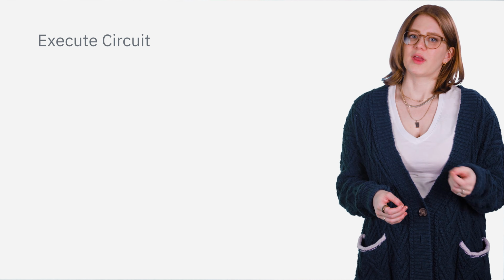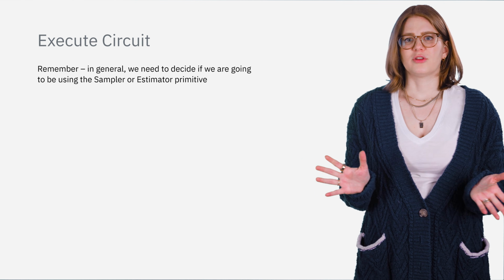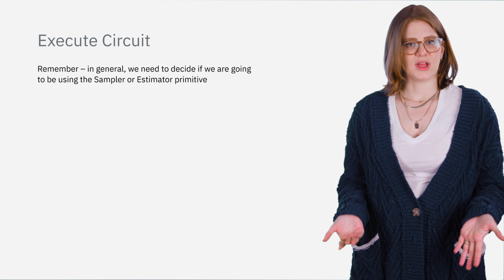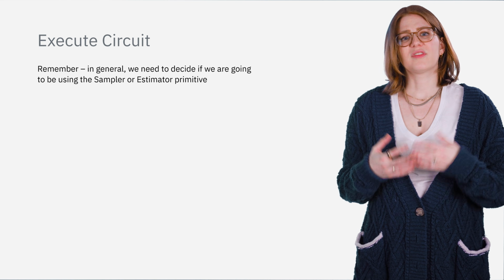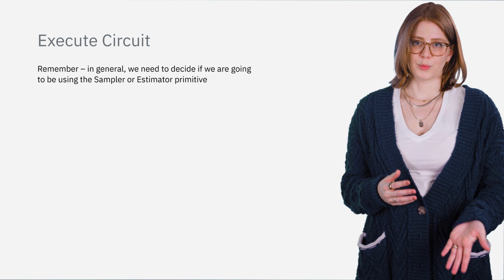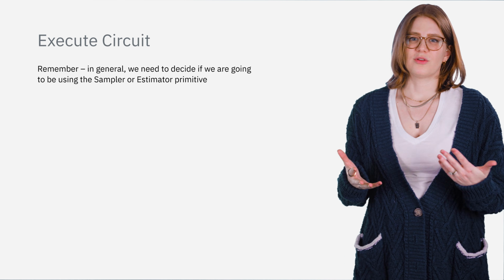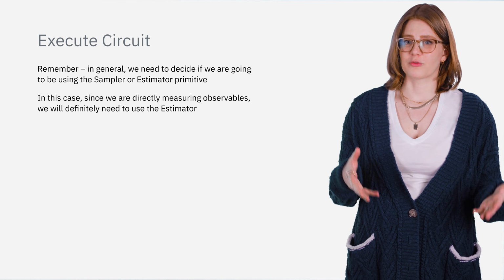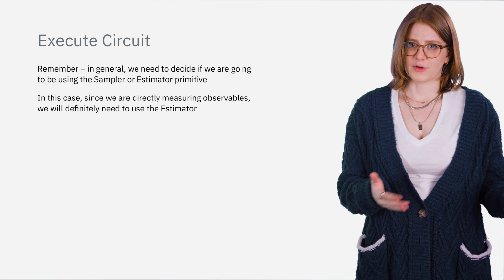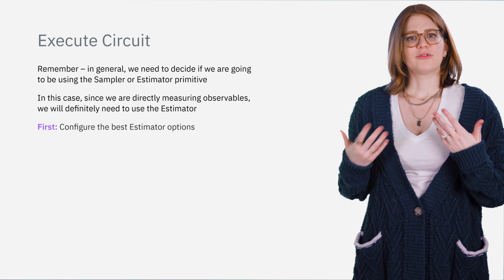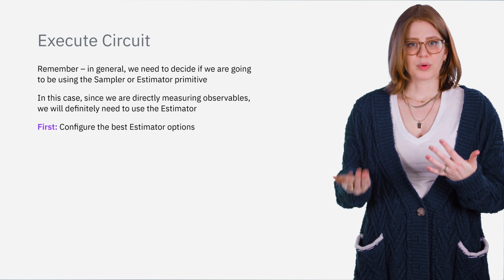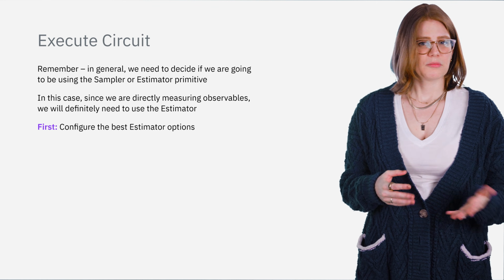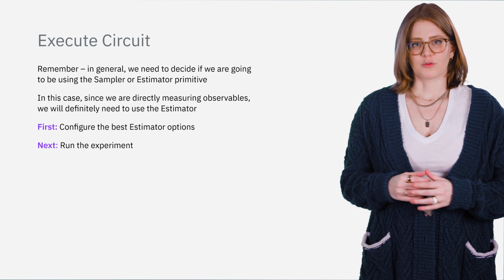After the optimization step, we are ready to run the circuit using a primitive. For most simulation experiments, you are interested in understanding the change of certain properties of the system with time. So it's likely you will be using the estimator primitive, because that will let you measure the expectation values of observables corresponding to specific properties. Then we will configure the best options for the estimator, which can add error suppression and error mitigation techniques. Finally, we will run the experiment.